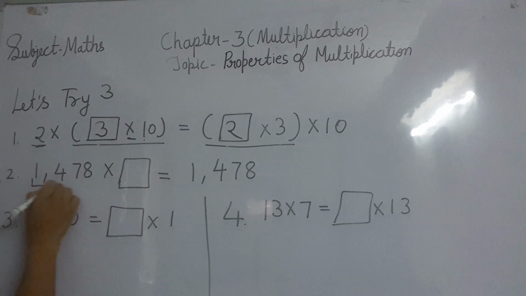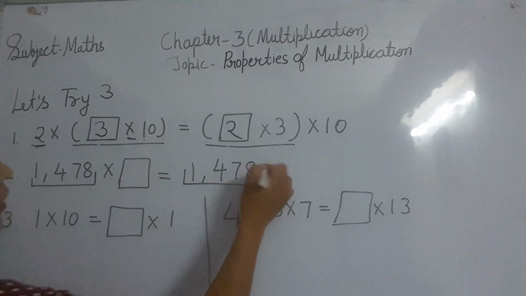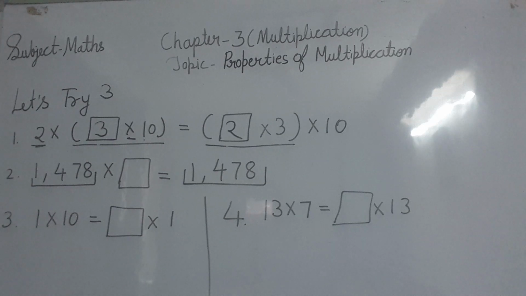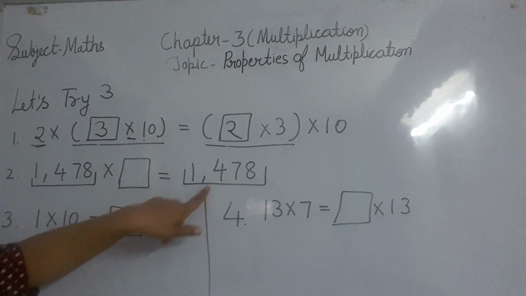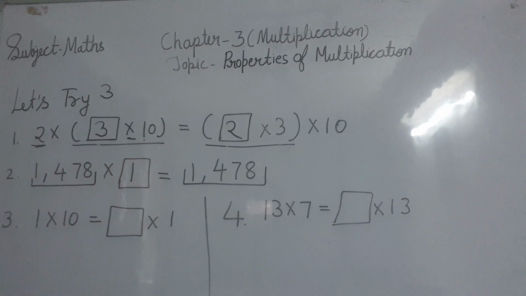Okay. Now let's see the second one. Here you have 1478 and the product is also the same. When you multiply any number by 1, you get the same number. This is the identity property. Okay. Now see the third one.